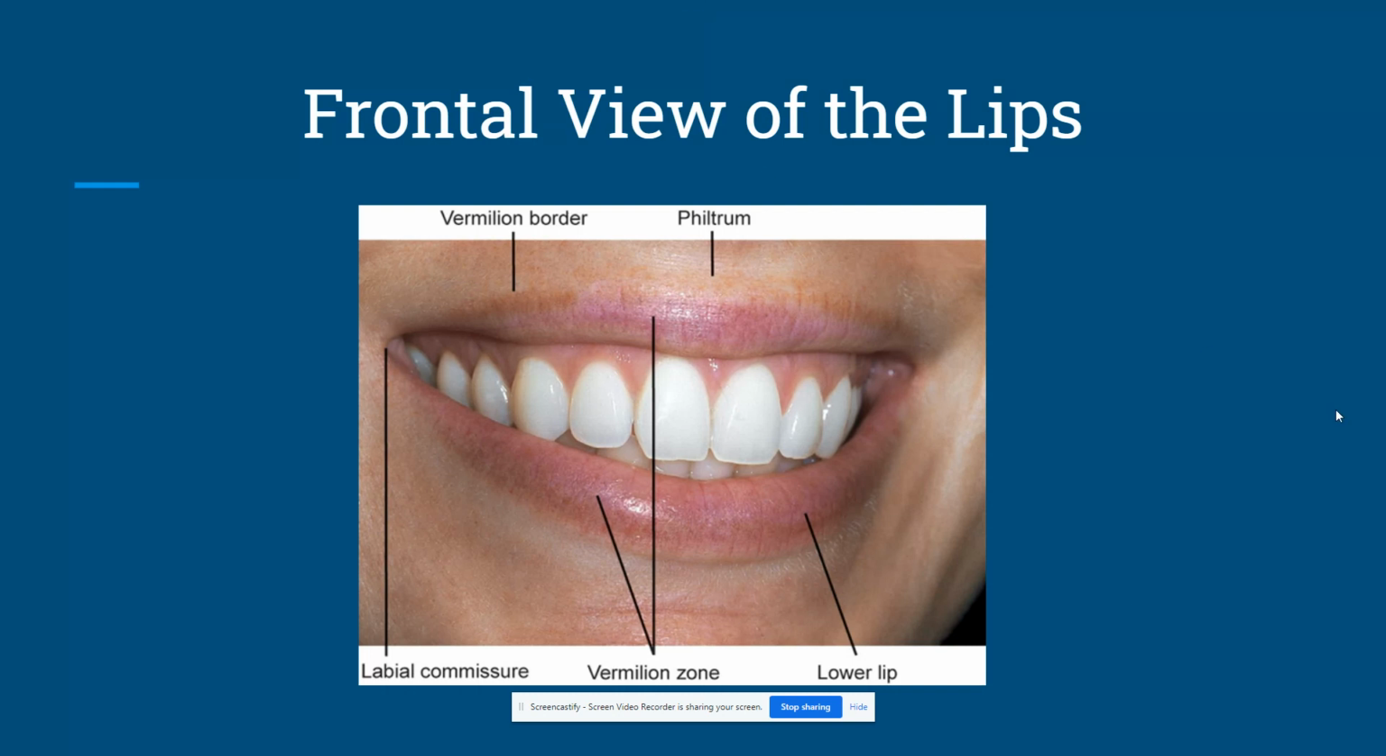Okay, so we have a picture here. We have our philtrum right here. It goes in. Here's our vermilion border. Labial commissure. This nasolabial sulcus is here and it goes all the way up to the nose. And as you get older, some of these women complain about this laugh line. This is the nasolabial sulcus.